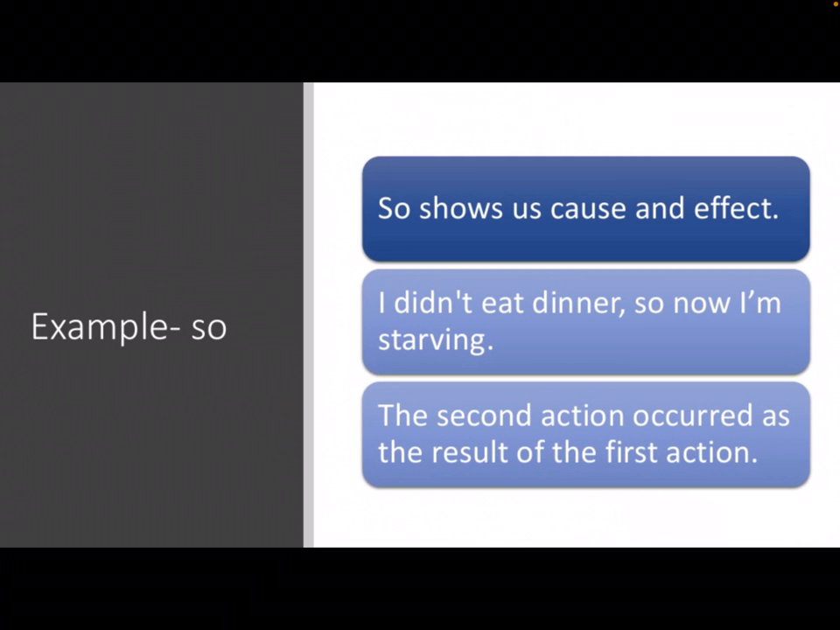For example, I have finished my homework, so now I will watch TV. So this is so. I love it because it shows cause and effect. It has a lot of meanings.